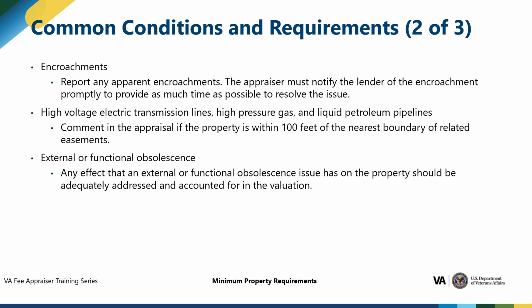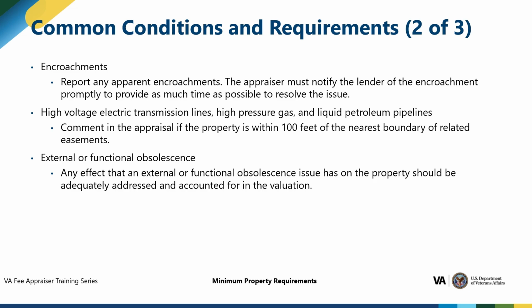External or functional obsolescence. Any effect that an external or functional obsolescence issue has on the property should be adequately addressed and accounted for in the valuation. Examples of external obsolescence. The property is nearby high-voltage electric transmission lines or high-pressure gas and liquid petroleum pipelines. If any part of the main residential structure is located within the easement, the property would be ineligible. The property is adjacent to or in proximity of commercial, industrial, or multifamily properties. The property is abutting major thoroughfares.